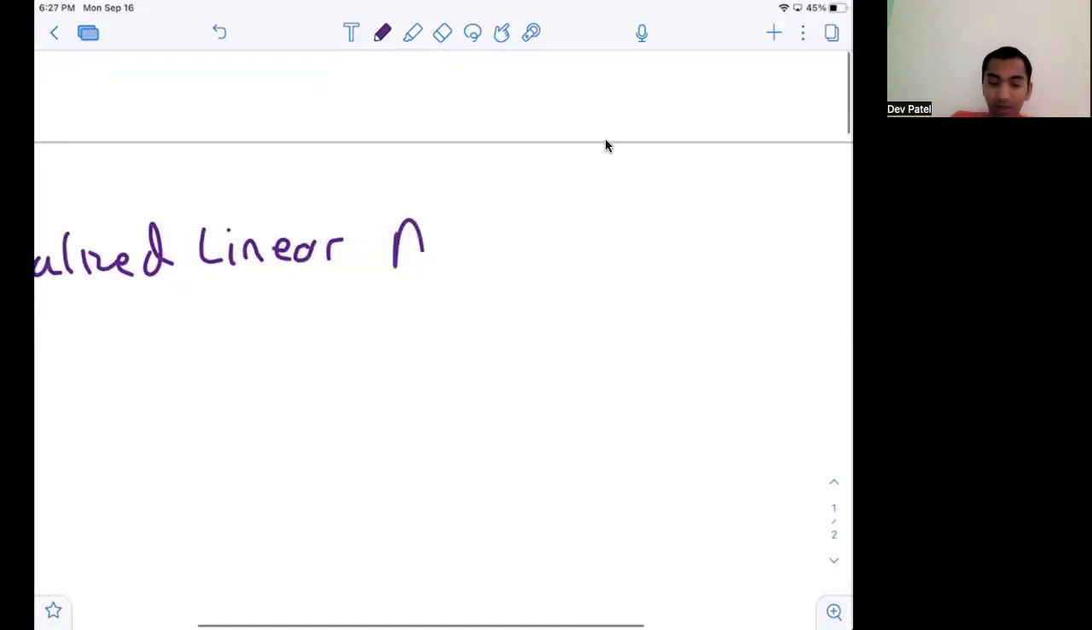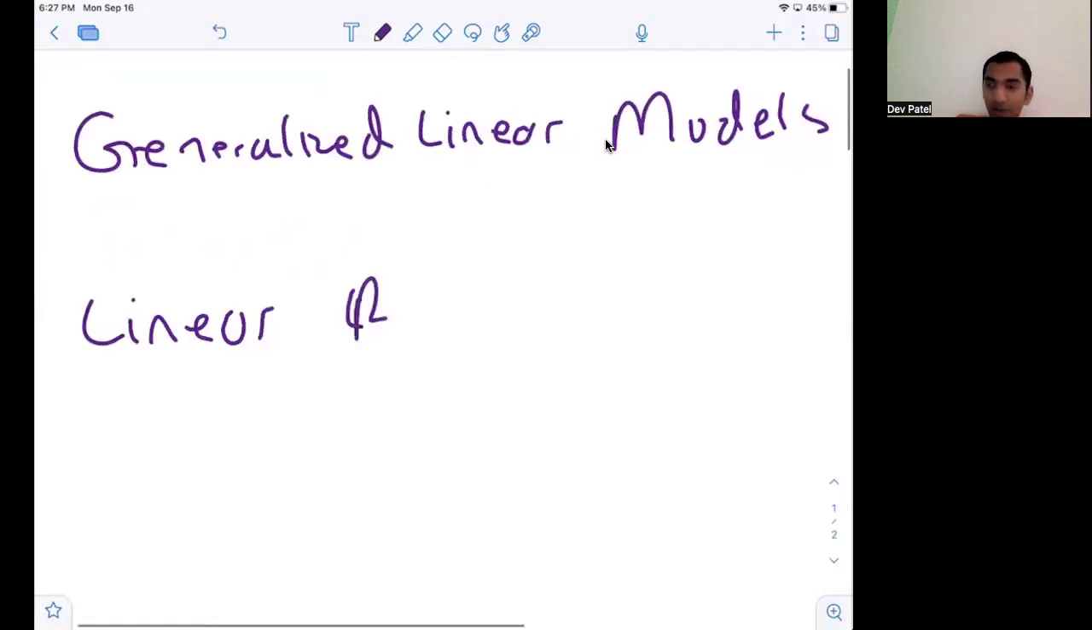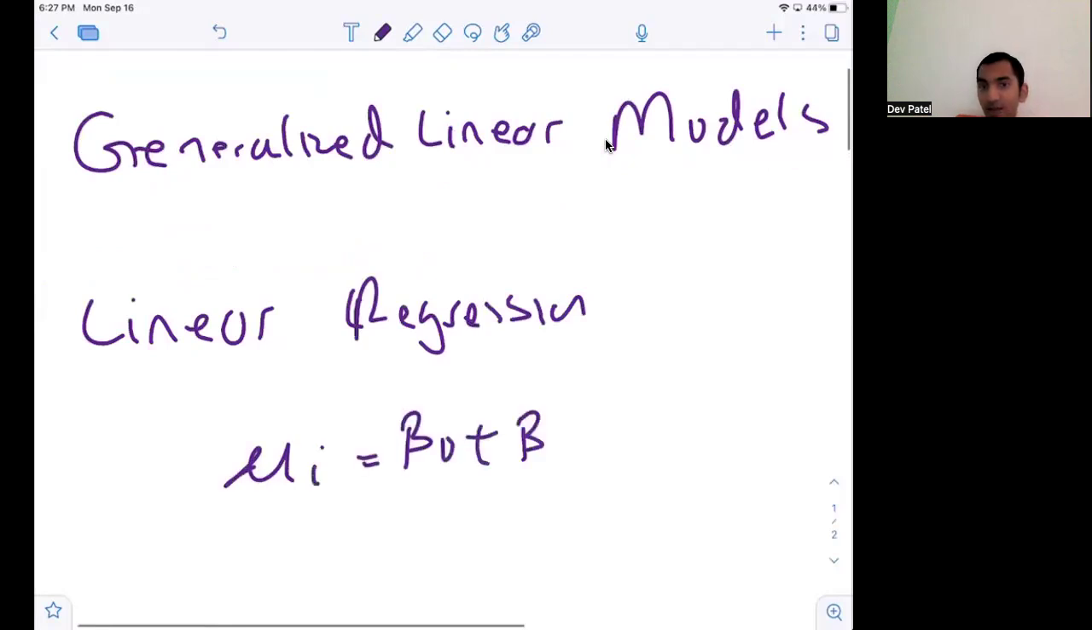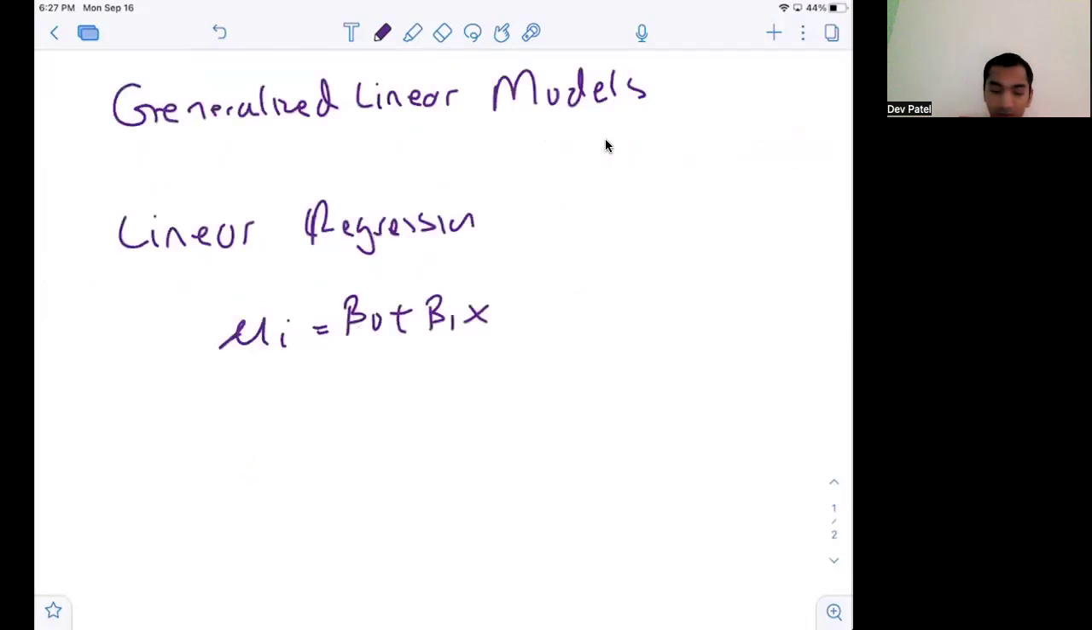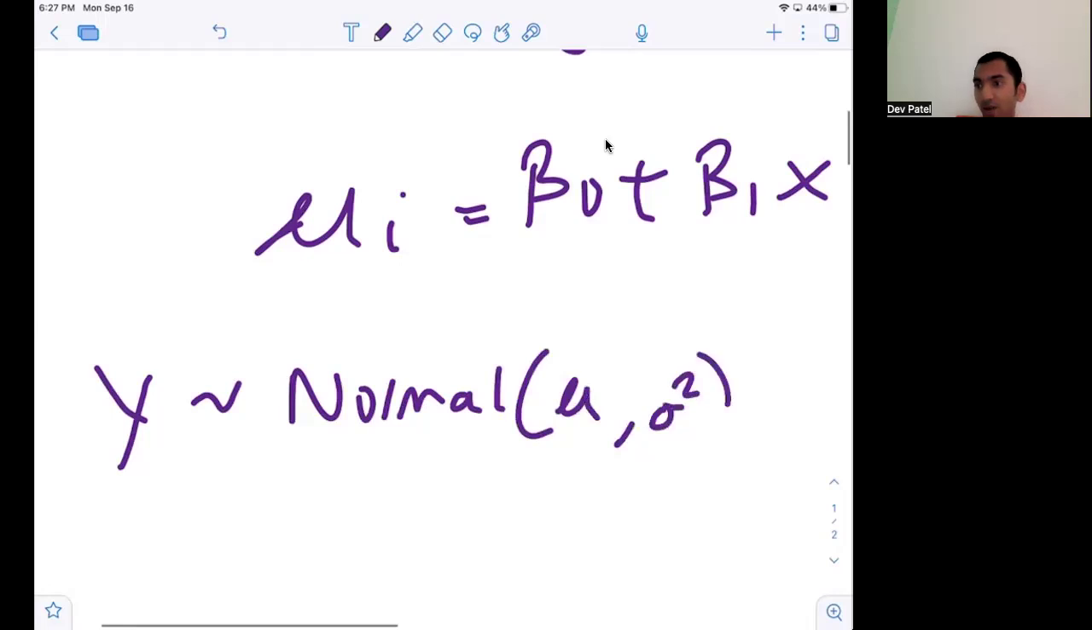Typically in linear regression, as we've talked about before, the response variable follows a normal distribution. So if we have a linear regression, that's mu_i equals beta_0 plus beta_1 x. This is typical linear regression, with y, our response variable, typically following a normal distribution with mean mu and variance sigma squared.